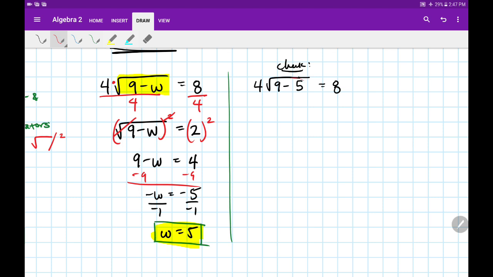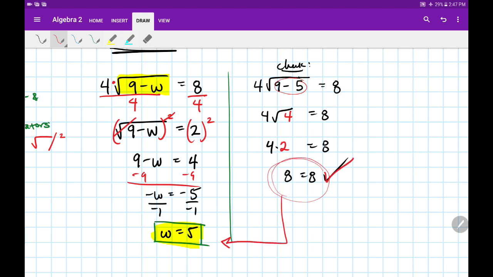So let's see. 9 minus 5 is 4. The square root of 4 is 2. And 2 times 4 is 8. So this is true. Now here's where a lot of kids make a mistake. They then say that this is the answer. No. That was just our check to make sure that w really does equal 5. So w equals 5 is our valid solution. It worked.